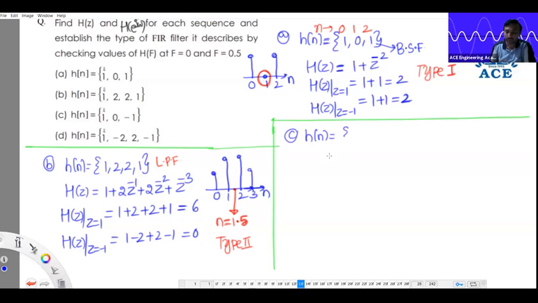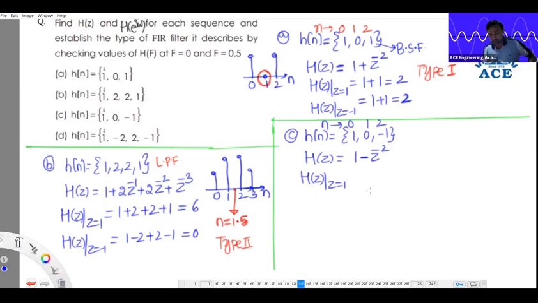The third bit transfer function is 1 minus z power minus 2, with n values 0, 1, 2. H of z at z equals 1 is how much? 0. At z equals minus 1, how much? That is also 0. Starting and ending 0 means band pass.